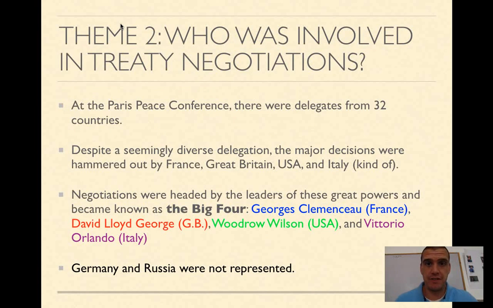So, with that basic theme out of the way, let's jump into the major ones. Theme 2, this is a major point here. Who was involved in the treaty negotiations? Initially, there were 32 delegates invited. So 32 countries sent representatives to this Paris Peace Conference. They were saying, hey, look at us, everybody's involved here. However, that's not how it went down.